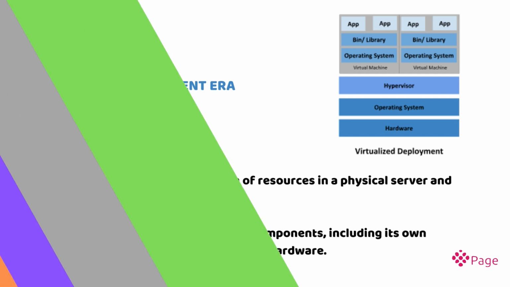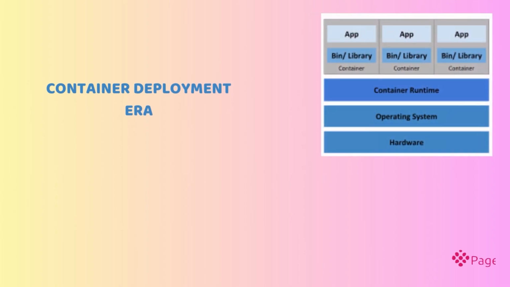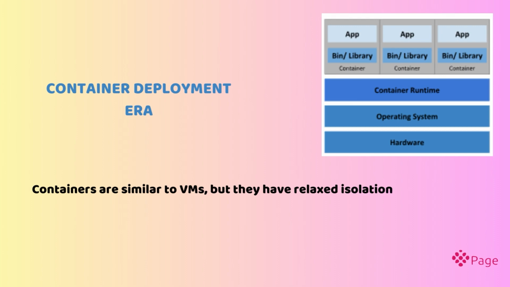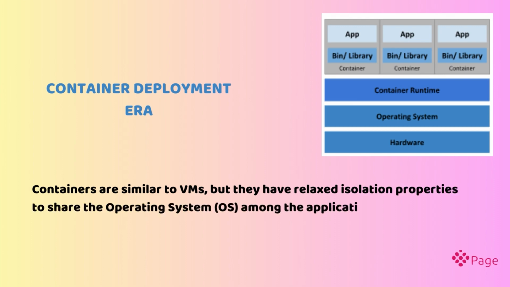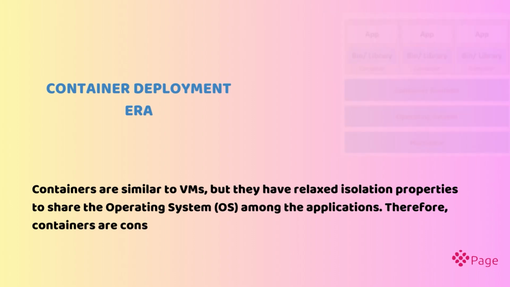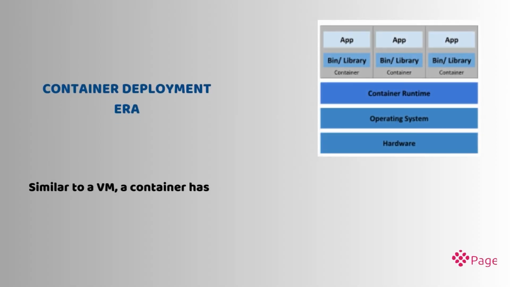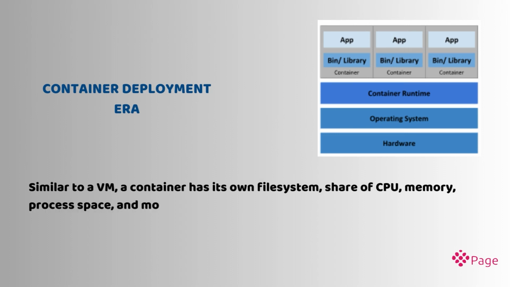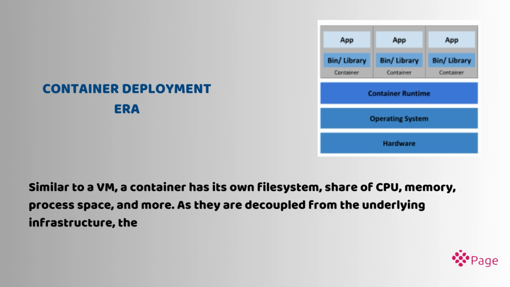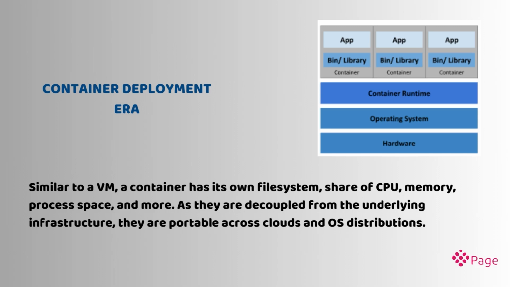Container deployment era. Containers are similar to VMs, but they have relaxed isolation properties to share the operating system, OS, among the applications. Therefore, containers are considered lightweight. Similar to a VM, a container has its own file system, share of CPU, memory, process space, and more. As they are decoupled from the underlying infrastructure, they are portable across clouds and OS distributions.